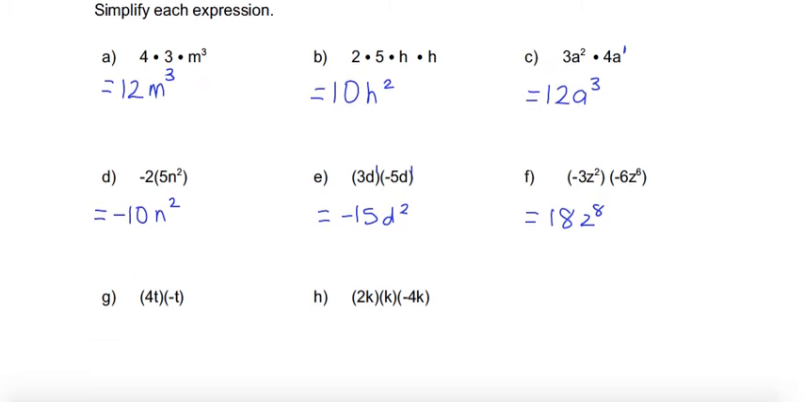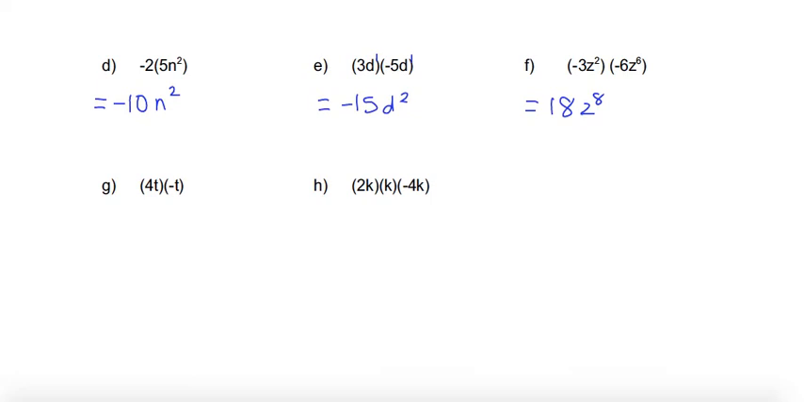So the last two examples, G, I have 4t times negative t. Now, when I have just a letter here, this is like an imaginary 1. So this becomes 4 times negative 1, which gives us negative 4. And t times t is t squared, because there are two t's being multiplied together.